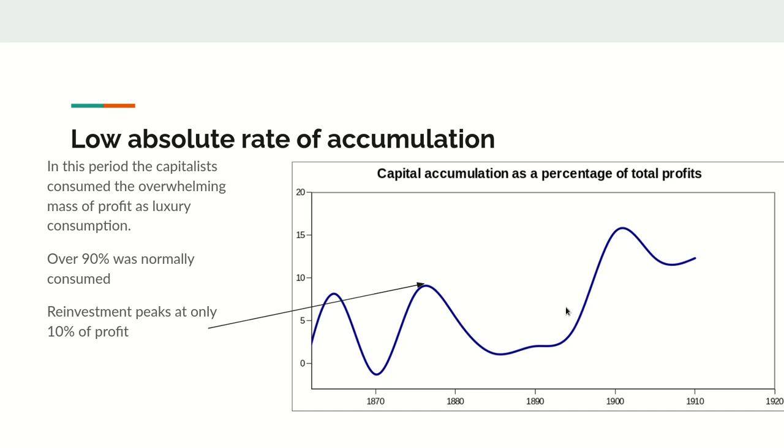This is the share of profits that were accumulated over that period. Now, it's oscillating with the business cycle, but the striking thing about it is that the overall figures are so low. Look at the scale here, 10% the peak in the late 1870s, 10% accumulation out of profits. Just after 1900, it goes up to just over 16%. But over most of the time, 90% of profit was being consumed on luxuries rather than on reinvestment.